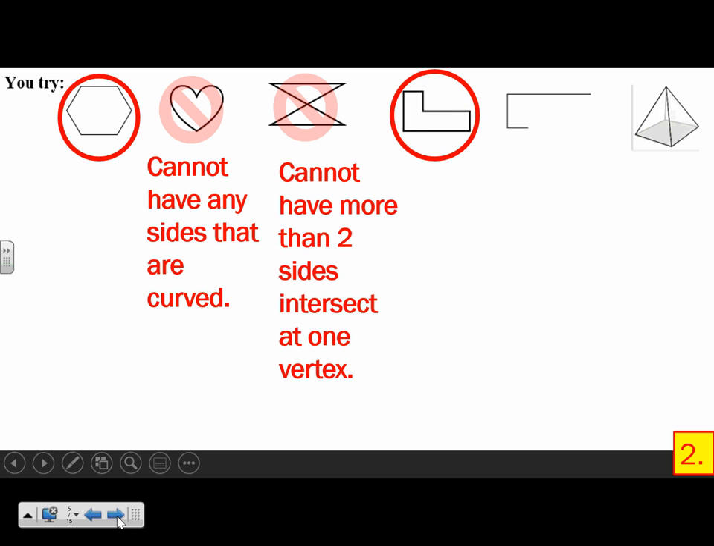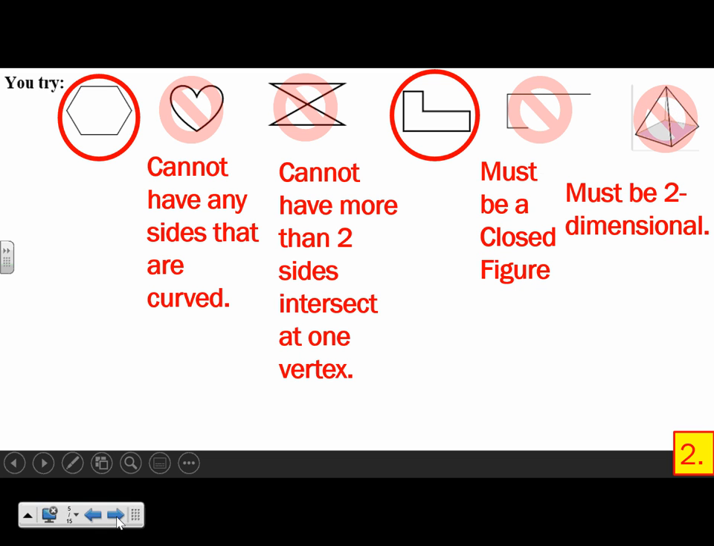This next one is a polygon. Next one's not a polygon, it's not closed. And the last one's not a polygon because it is a three-dimensional figure. It has to be a two-dimensional figure to be a polygon.